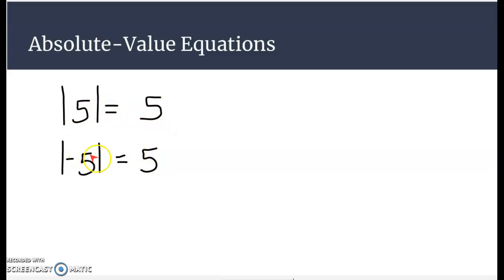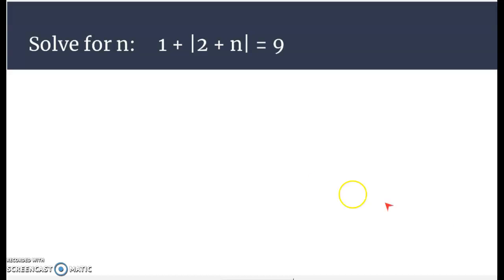This concept dictates how we solve absolute value equations, and what I want you to focus on is whatever's inside the absolute value symbol, these two vertical bars, could be positive, could be negative, and that's how we're going to solve this absolute value equation. Notice what it is. We have an absolute value of 2 plus n. Let's rewrite it first. 1 plus the absolute value of 2 plus n equals 9. Step 1 in solving absolute value equations, isolate the absolute value.